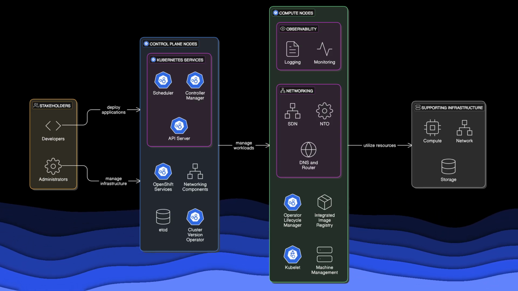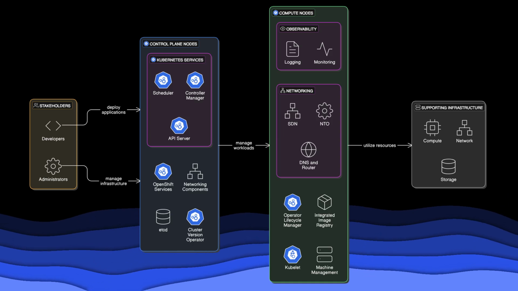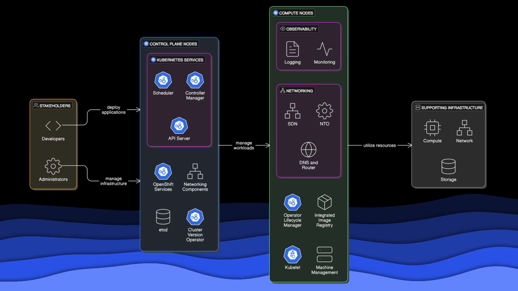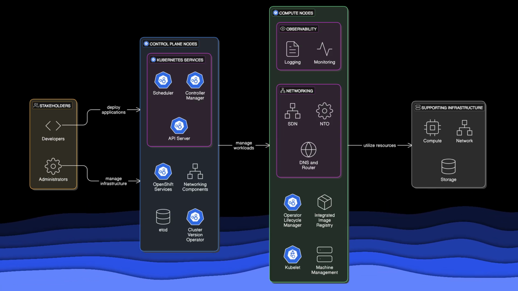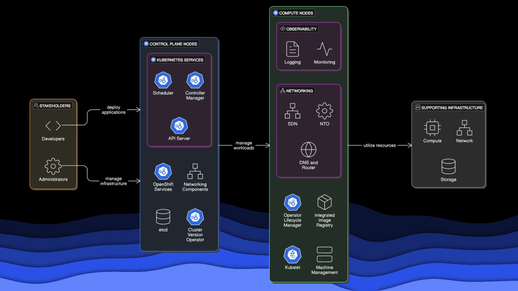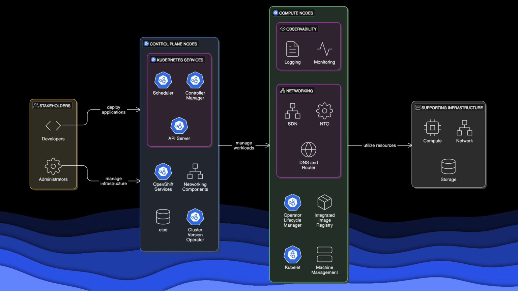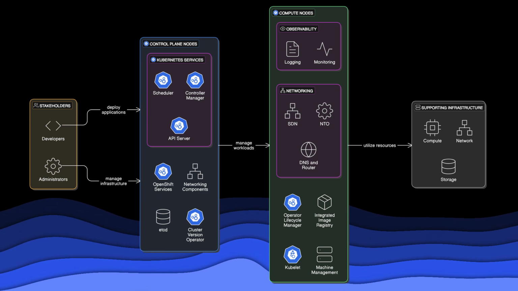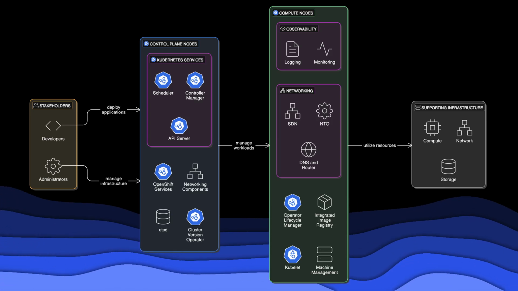OpenShift is all about deploying, managing and scaling containerized applications, and it's powered by Kubernetes. But it's Kubernetes with all these extra features, especially for the enterprise. Kubernetes can be a little bit tricky to get started with, a lot of moving parts. So OpenShift really tries to make it more accessible for both developers and administrators. That's where the power of the architecture comes in.